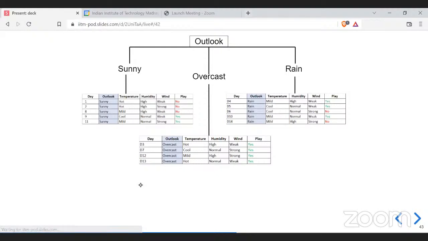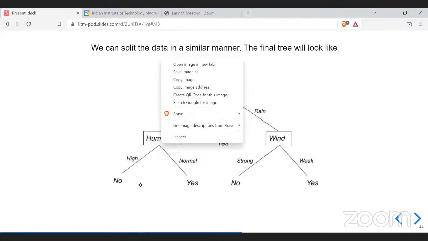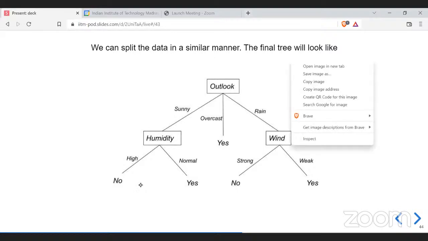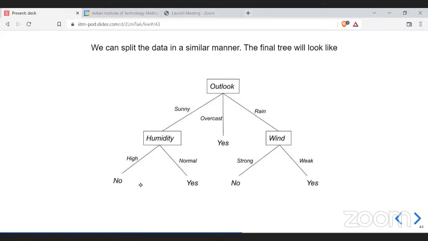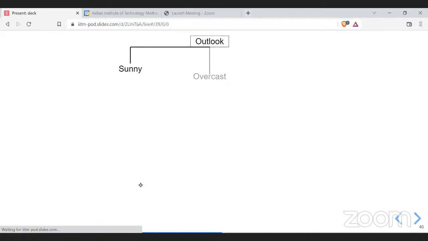Here we have divided using Outlook. The leftmost node is divided using humidity, right? The middle one we are not splitting because it was a pure node. And the rightmost node we are dividing using the feature wind, right? So it may be the case that we use the same feature again, or that one of the features is not used in the entire tree. Here in this entire tree, we did not use the feature temperature. So any case may arise. You got the point how to split, how to find the best feature, right?